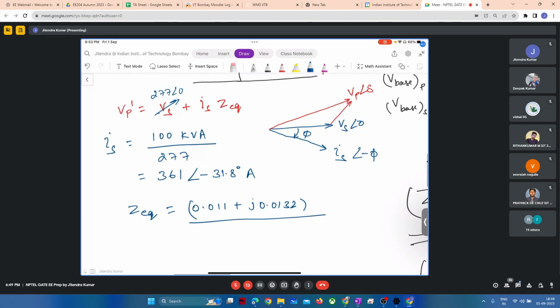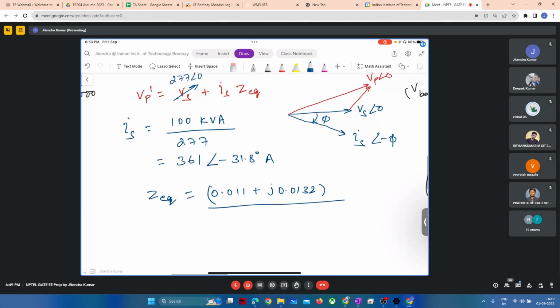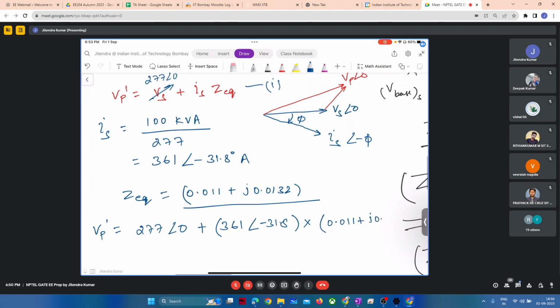Now you have to feed these values in this equation. Let us call it equation 1. So VP dash will be nothing but 277 angle 0 plus 361 angle minus 31.8 into Z equivalent, which is 0.011 plus j 0.0132. Okay, so this is now just the phasor calculation.